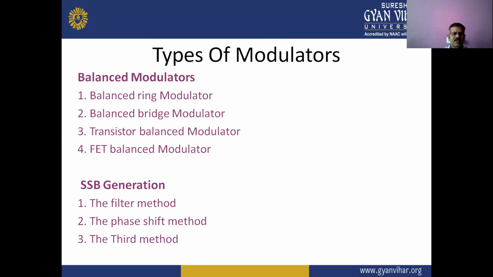And next one is single sideband generation. For the single sideband or SSB generation, there are different methods. With the help of different methods, we can generate the SSB signal. The first method is the filter method for SSB generation. Second is the phase shift method, and third is the third method for SSB generation.